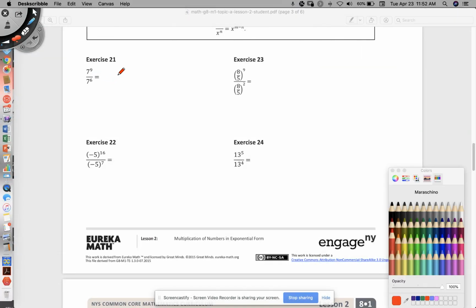All right, so my base number here is 7. We're going to keep the 7, and now we're going to subtract our exponents. 9 take away 6. And that's all we're doing right now. Let's look at 22. We have negative 5, and we're going to do 16 take away 7. All right, I'm going to let you do 23 and 24.